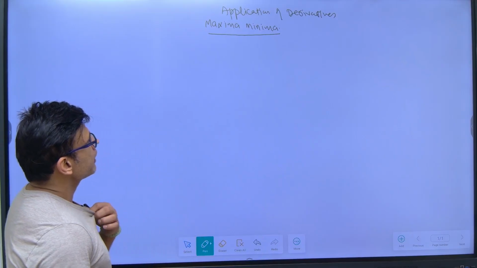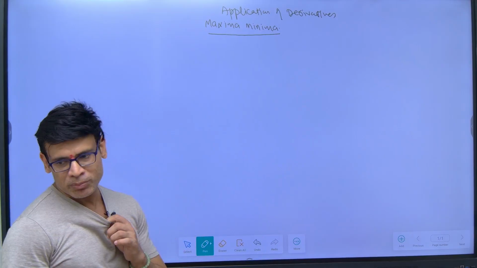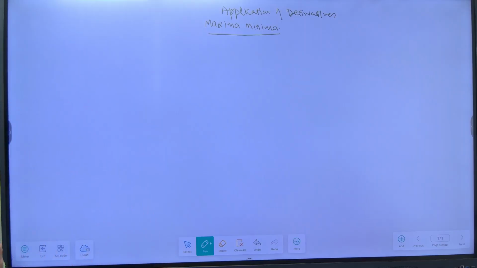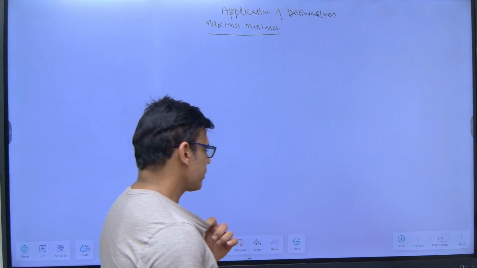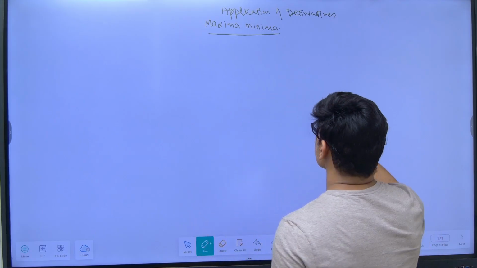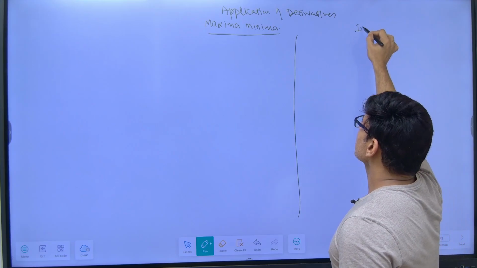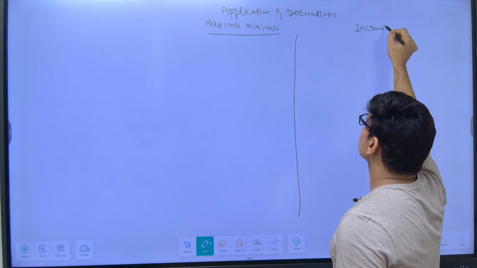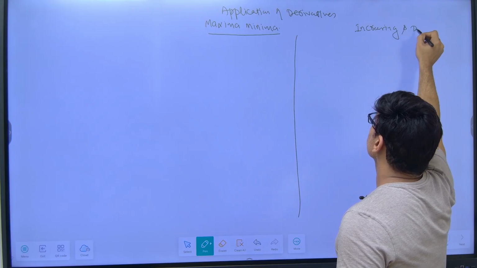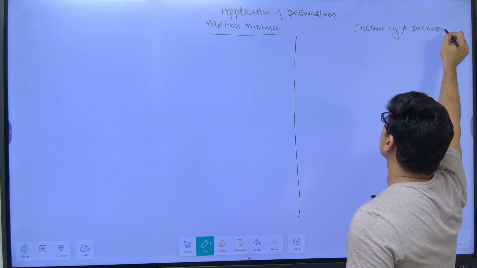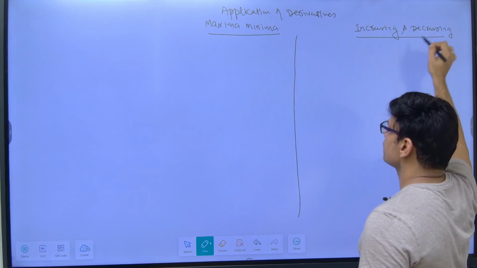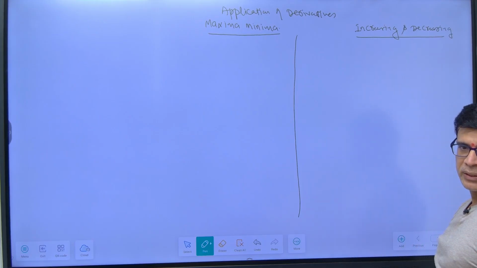Let's start with application of derivative, the concept of maxima and minima. First of all, we have learned the concept of increasing and decreasing functions. So you should have a proper understanding of what increasing and decreasing functions are. Now, what is an increasing function?